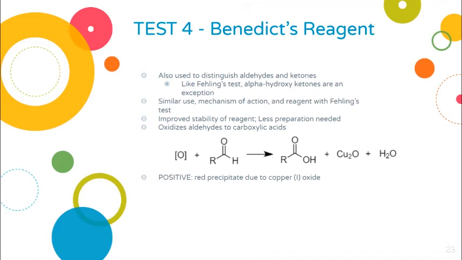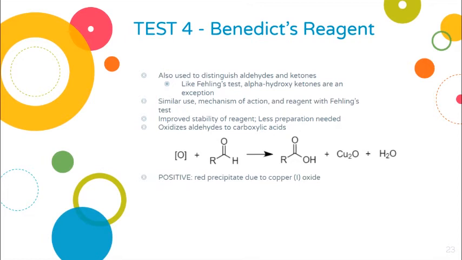The fourth test is the Benedict's test. It uses Benedict's reagent to distinguish aldehydes from ketones. Like Fehling's test, alpha hydroxy ketones are an exception. This test has a similar use, a similar mechanism of action, and a similar reagent to Fehling's test. A key difference, however, is the improved stability of the reagent.